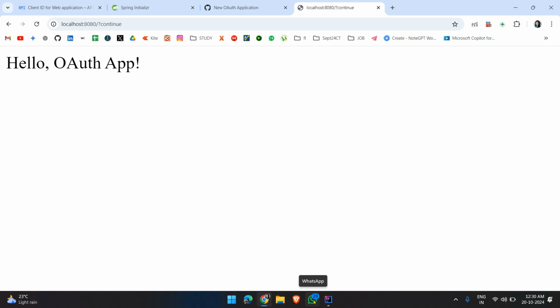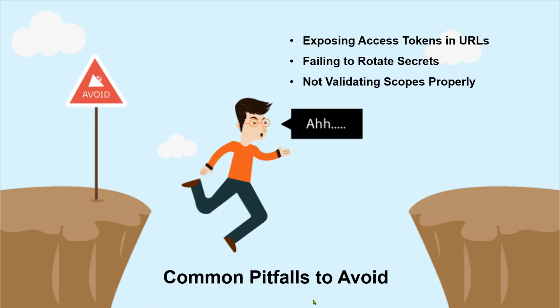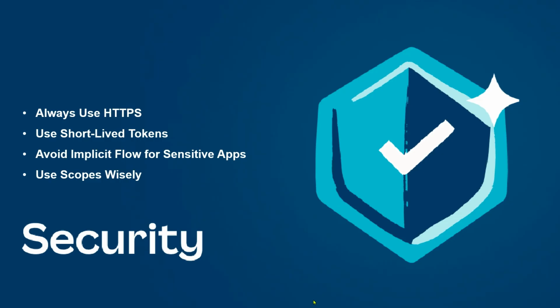So that is it. Now, what are the security best practices? OAuth 2 is very powerful, but like any tool, it must be used securely. Let's look at some best practices to avoid common pitfalls. The first one is always use HTTPS. Never transmit access tokens over plain HTTP. Always use HTTPS to protect data in transit.